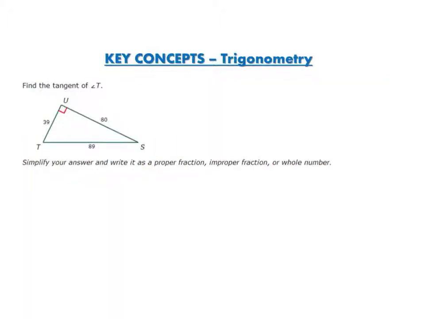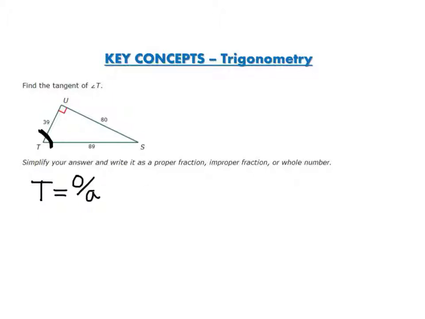Okay, here's my first one. I want to find the tangent of angle T. That's my angle. The ratio says to find the tangent of that angle, take the opposite over the adjacent.